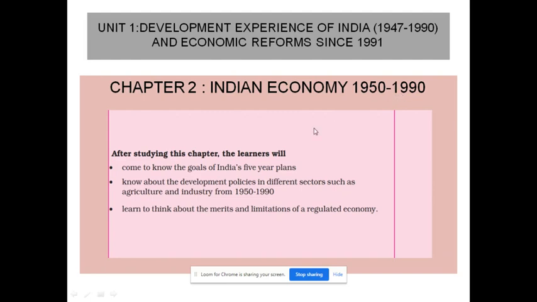Now, this chapter will tell you about the goals of India's 5-year plans, about the developmental policies in different sectors such as agriculture, industry and also trade from 1950 to 1990. After you get the knowledge of these topics, you will be able to think about the merits and limitations of a regulated economy. Let us start the chapter 2.